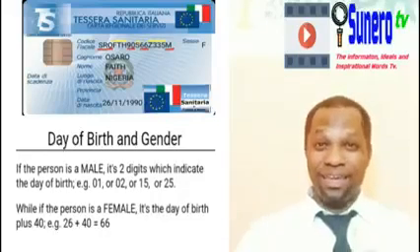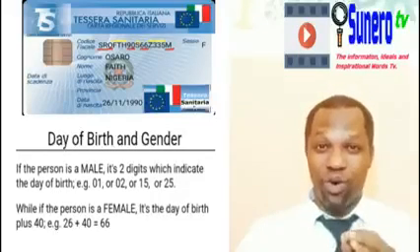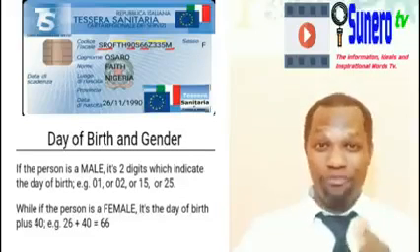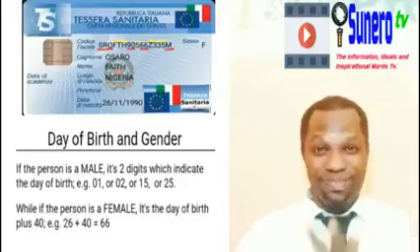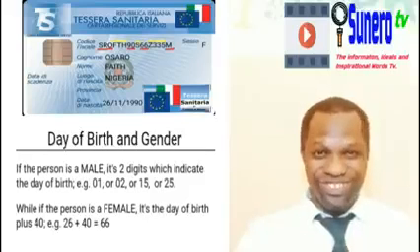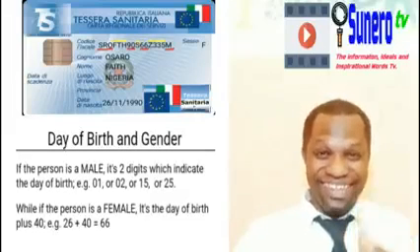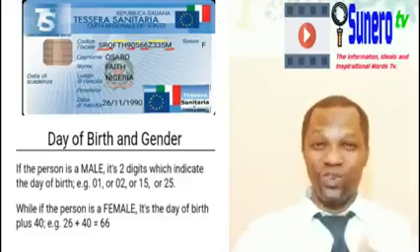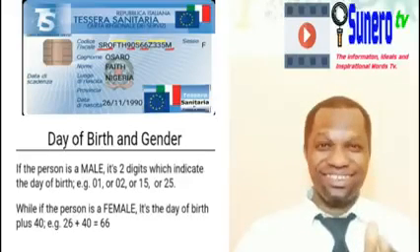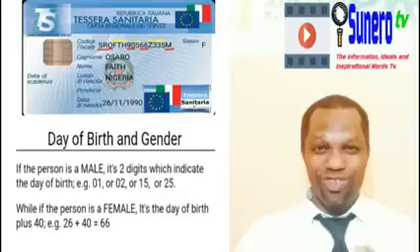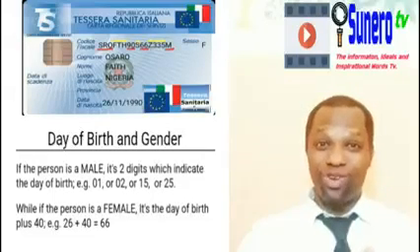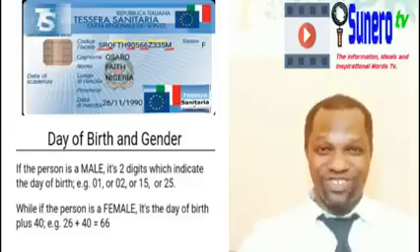If it's a male, the exact number, if you were born on the 1st, it will be 01. If you were born on the 15th, it will be 15. So that is the actual number placed for male. It does not change. But for females, it is the day that they were born plus 40. So you can do that calculation for yourself. If you were born on the 1st, plus 40, it is 41. Born on the 11th, plus 40, 51. So that's how it goes.